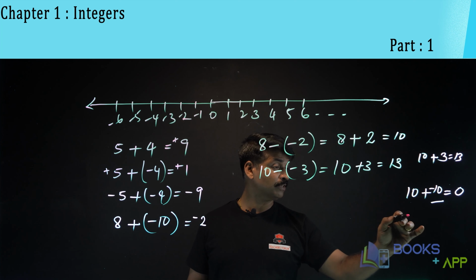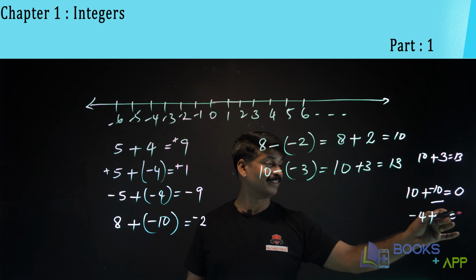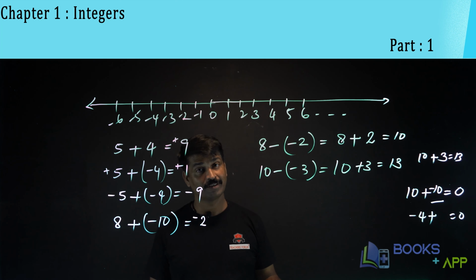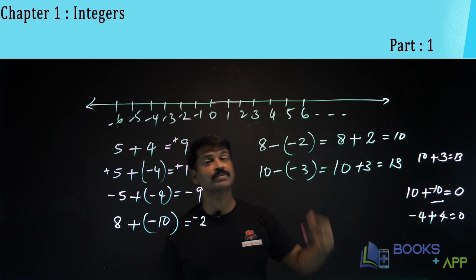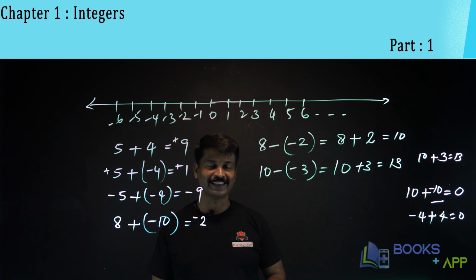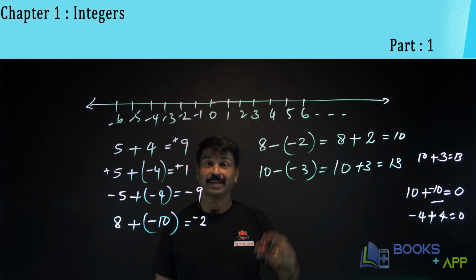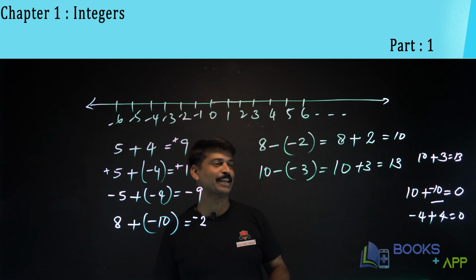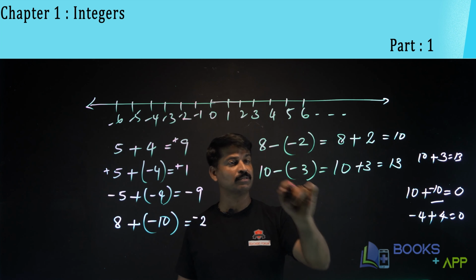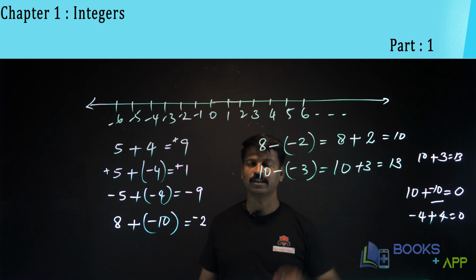What is the additive inverse of minus 4? Yes, it is plus 4, because when you add plus 4, you get 0, isn't it? So 4 is the additive inverse of minus 4 and minus 4 is the additive inverse of 4. Okay. So here, the additive inverse of minus 3 is 3. When you add, you will get 13.